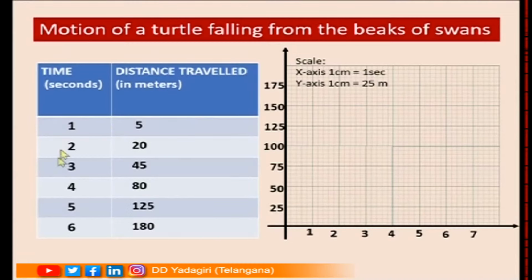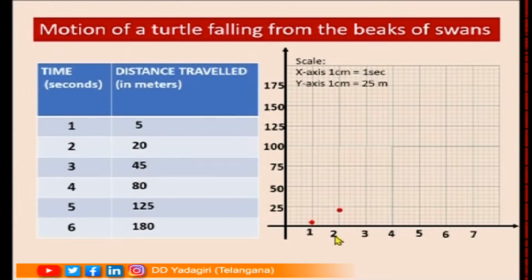The table is given like this. These are the values taken for the journey of the turtle, that is, the turtle falling from the beak of the swan. Now try to draw the graph for these, children. For the first second it covered a distance of 5 meters. Here on the x-axis I took 1 centimeter or 1 unit equal to 1 second, and along the y-axis 1 centimeter equal to 25 meters, meaning each cell is equal to 5.